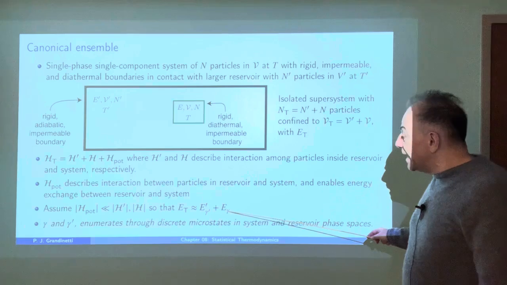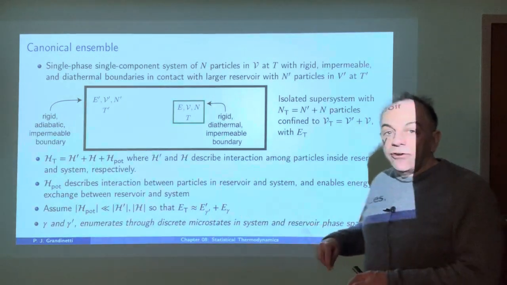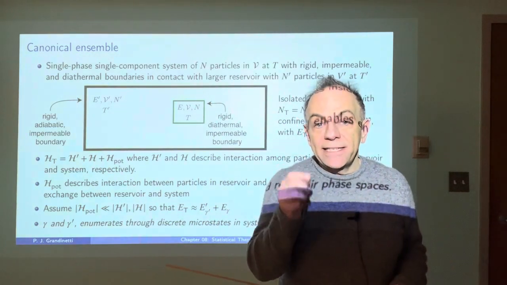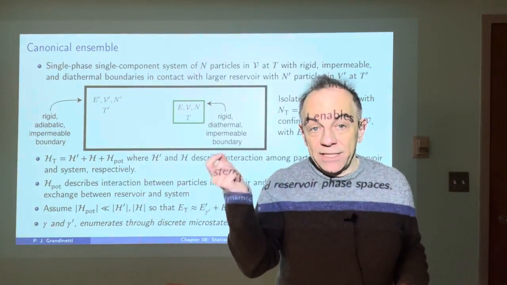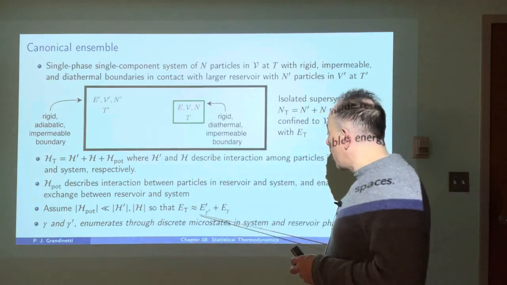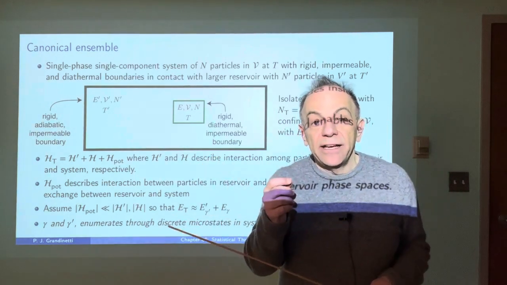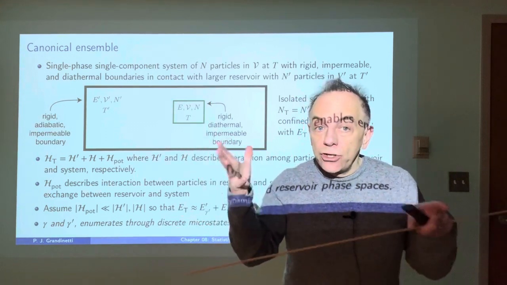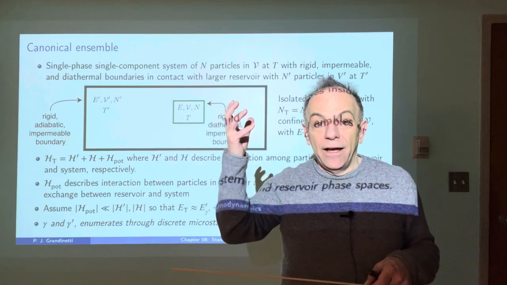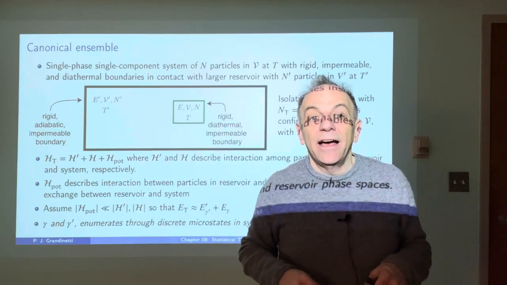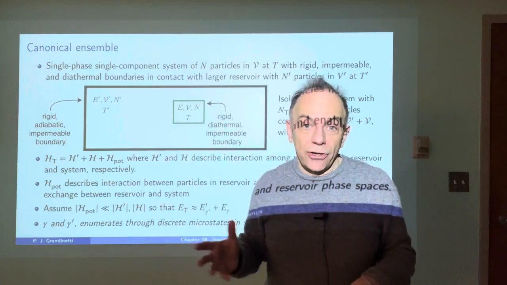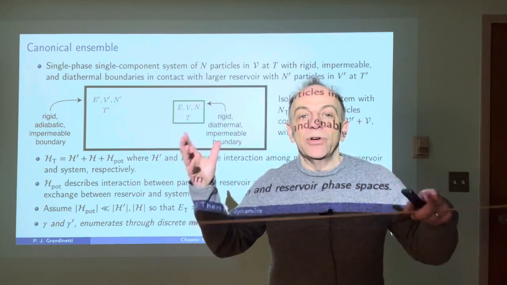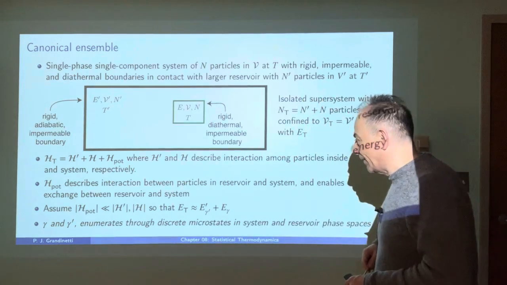Now I'm going to use indices, gamma for the index for the microstate of the system in its corresponding phase space, and gamma prime as the microstate of the surroundings in its corresponding phase space. So there are two phase spaces here, the phase space of the system and the phase space of the surroundings. And of course, then there's also a phase space of the combined system and surroundings, which is the phase space of the supersystem. Okay?